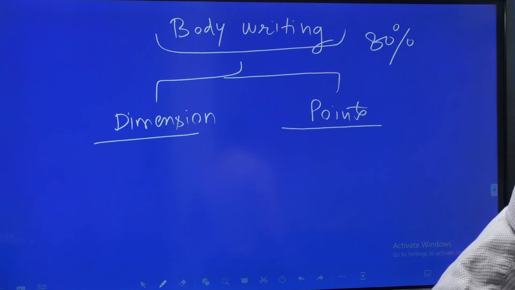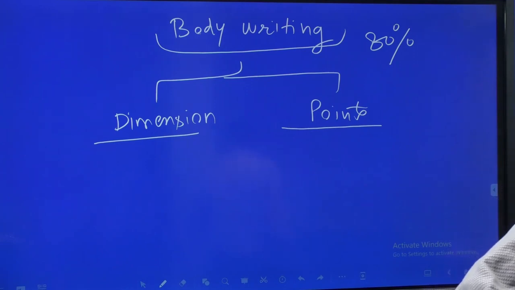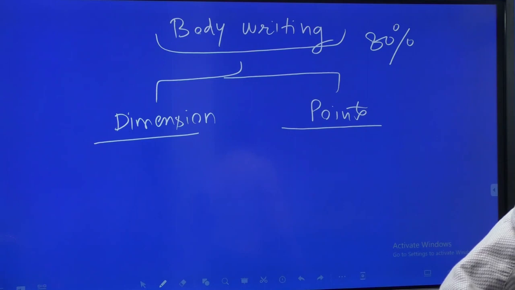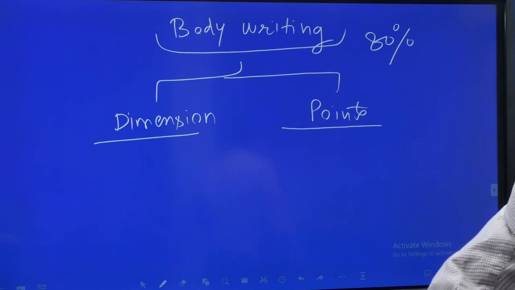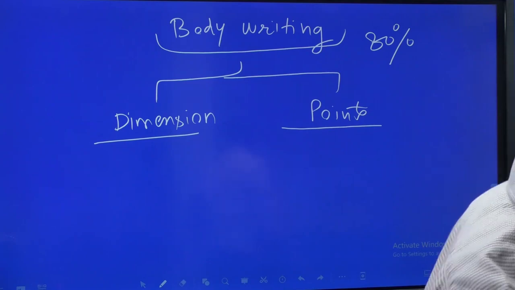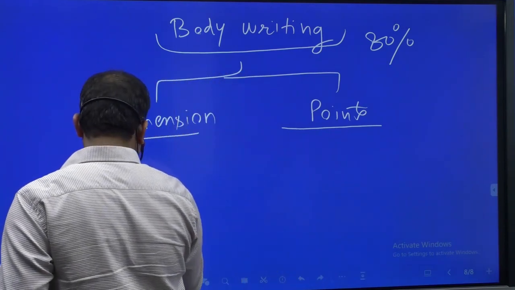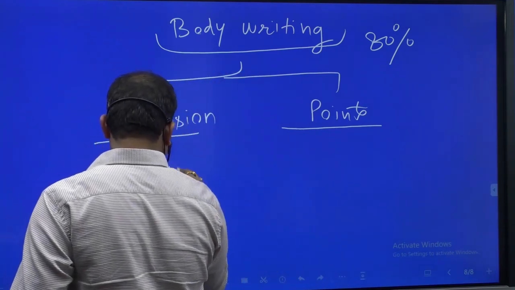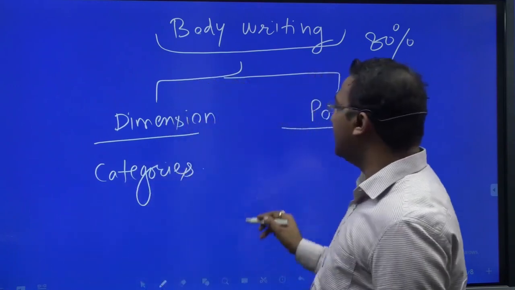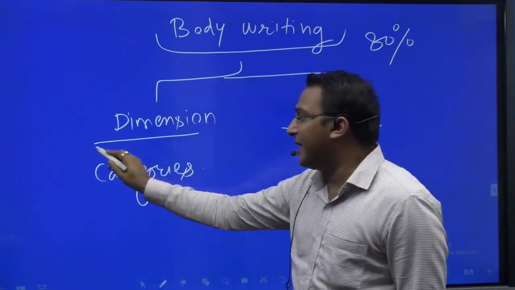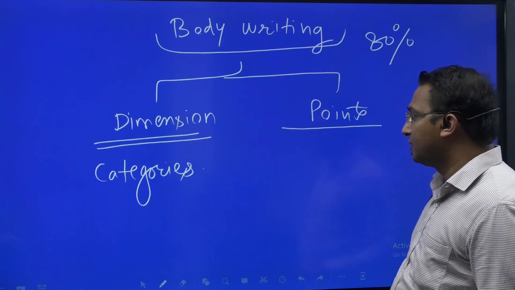Dimensions like political, cultural, social, very good, Gurjeet. Dimension means linking wide aspect, very good, Vivek. Points in different bullet format, dimensions, impact. Okay, Kartike? See, basically, dimensions are the broad categories. And points are the points out of the dimension. Right?